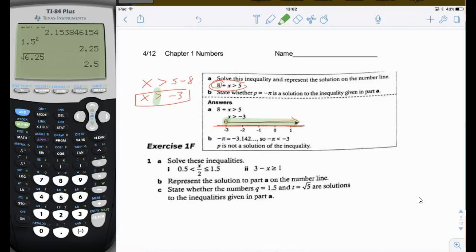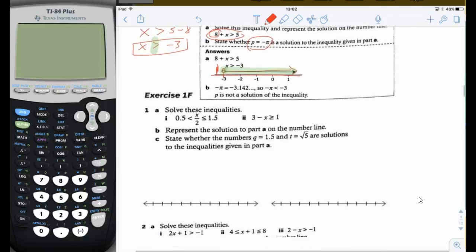Okay? Alright, the second part says state whether p equals negative pi is a solution to the inequality. The way we can do that is we could look at the number line and plot negative pi. Negative pi is negative 3.14159, etc. It's about there, so you can see that it's not in the green region, so it is not a solution.